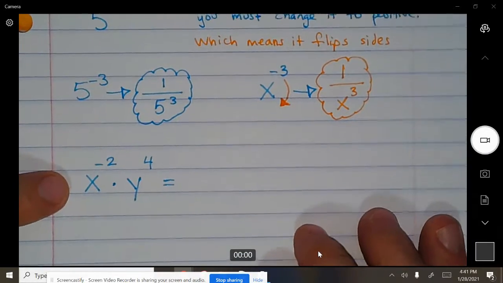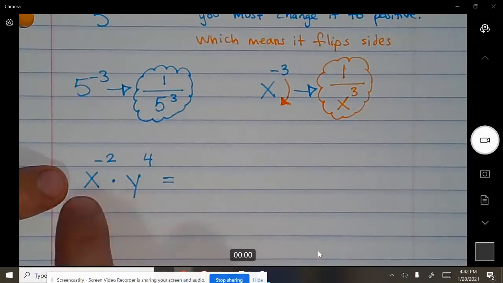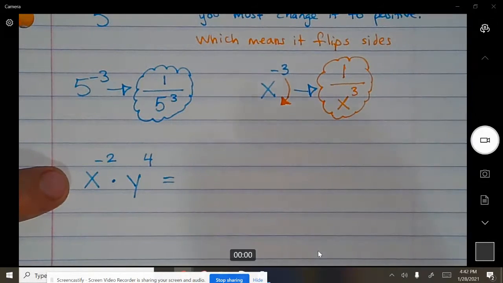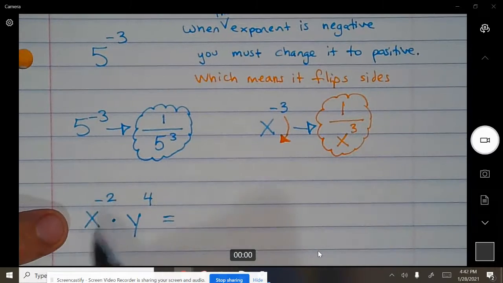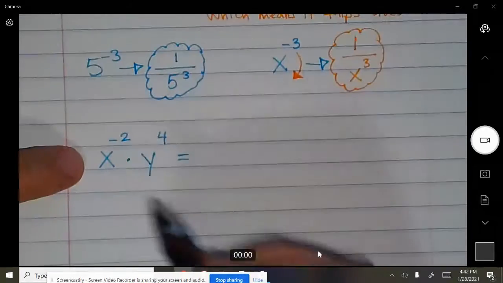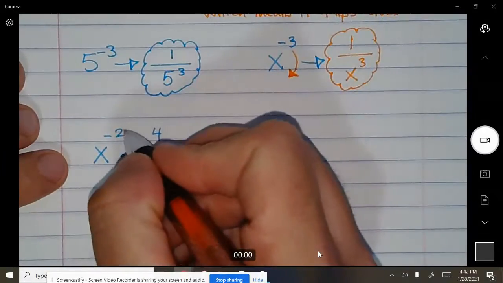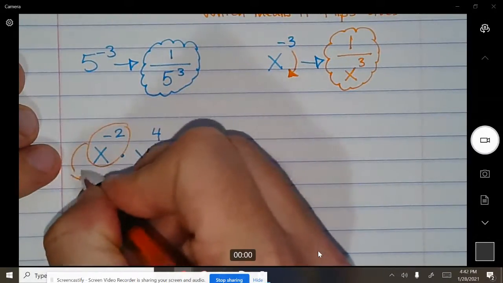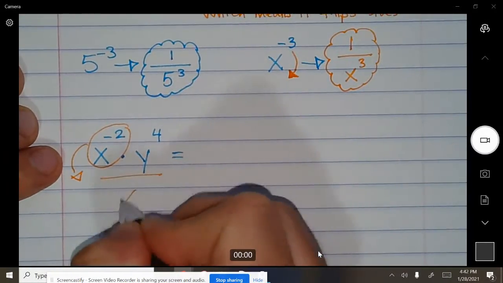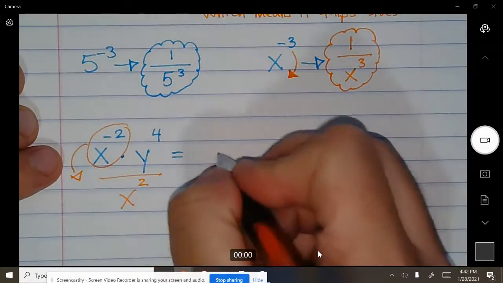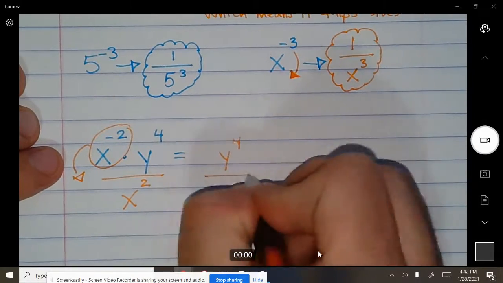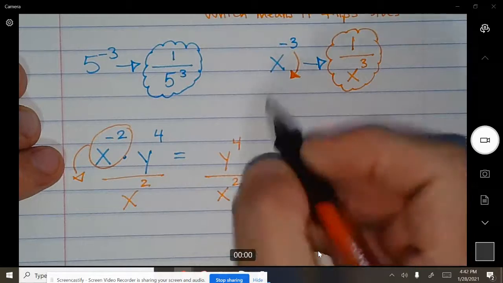Well, we really haven't done much with different bases. What's going to happen, though? We know that we are never, ever, ever allowed to have a negative exponent. Never, okay? So the negative exponent's going to change. How are we going to change it? It's got to flip and become positive. So your final answer here is going to be y to the 4th on top, x squared on the bottom.